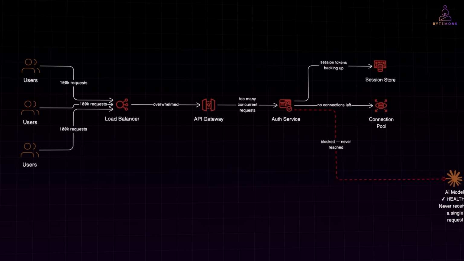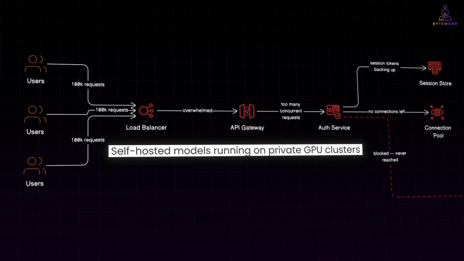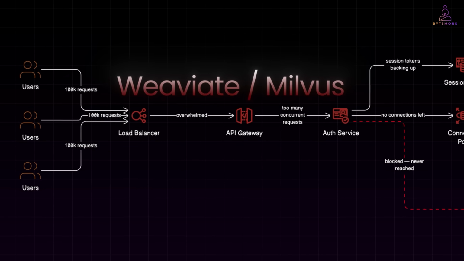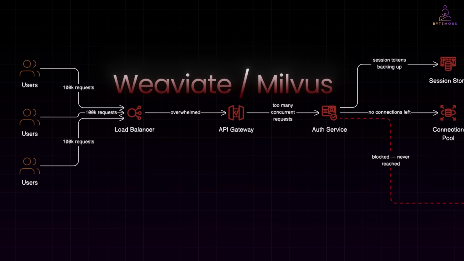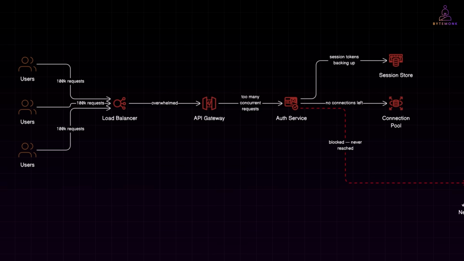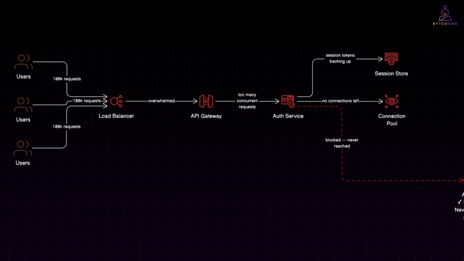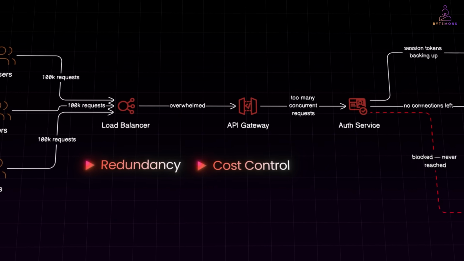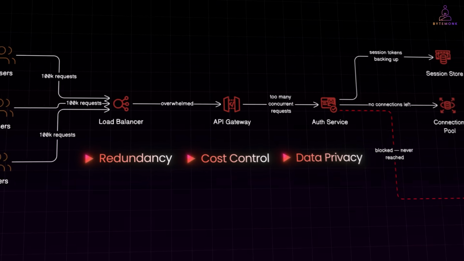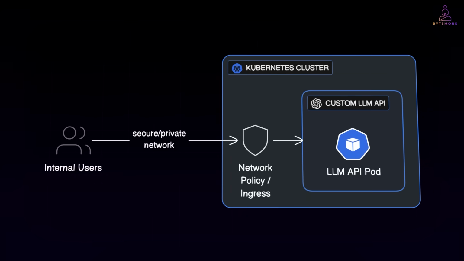Now, more and more engineering teams are responding to this by pulling the stack in-house. Self-hosted models running on private GPU clusters, Weaviate or Milvus running on your own infrastructure instead of a managed cloud, embedding pipelines running internally, agents orchestrating across internal tools, not public APIs. This gives you redundancy, cost control, data privacy, and the ability to keep running when an external provider has an outage. But it comes with a problem nobody talks about in these architecture diagrams.